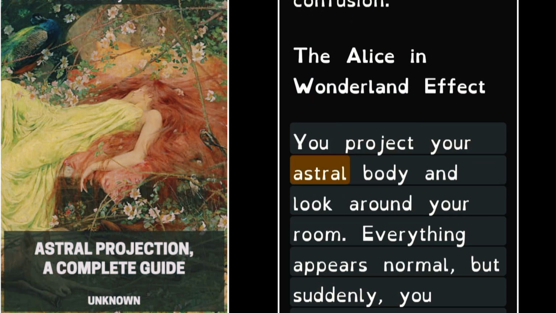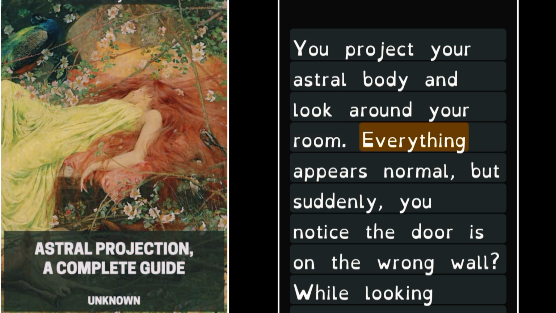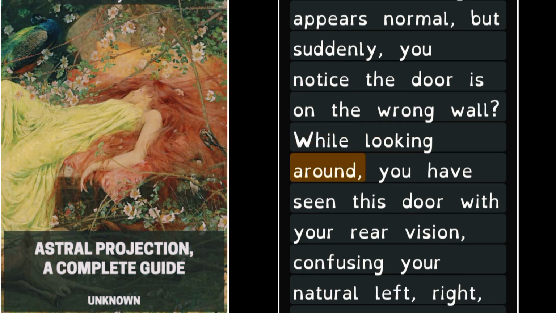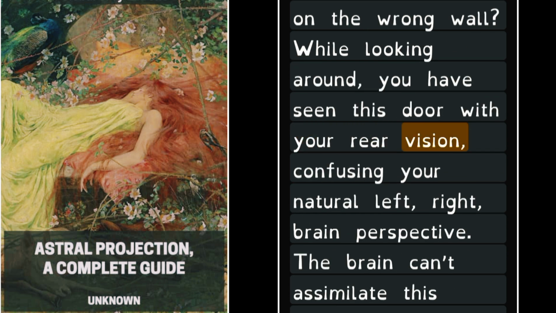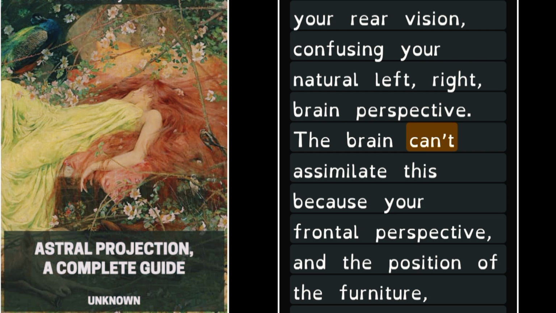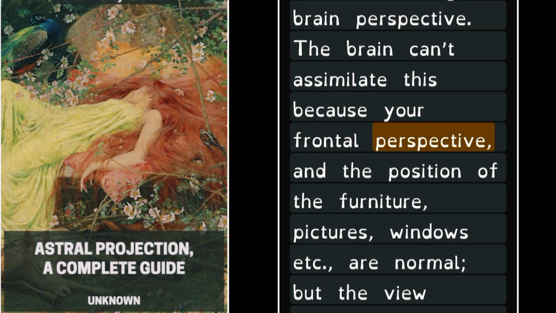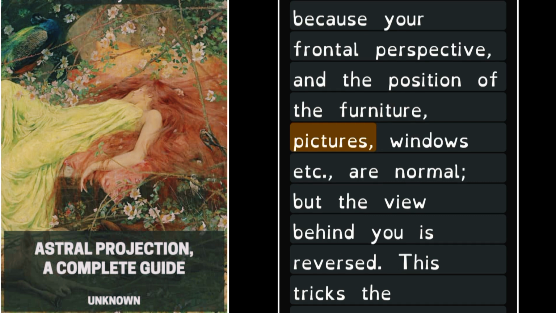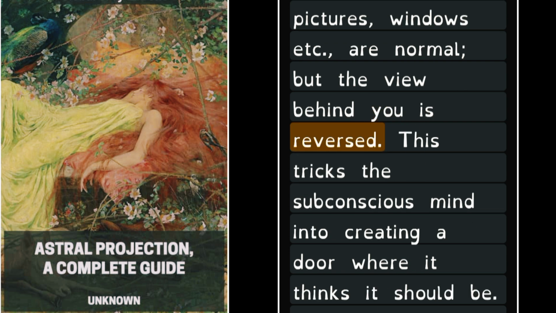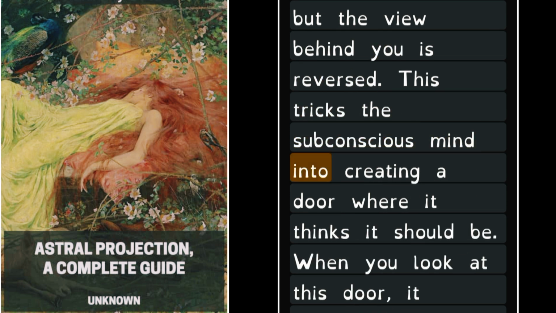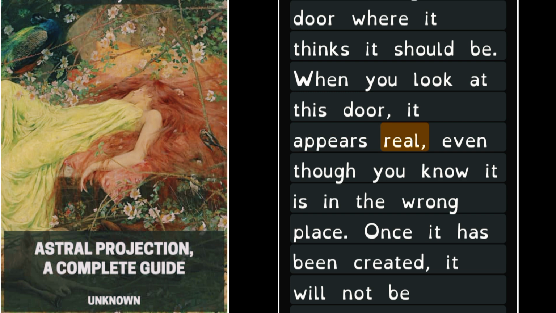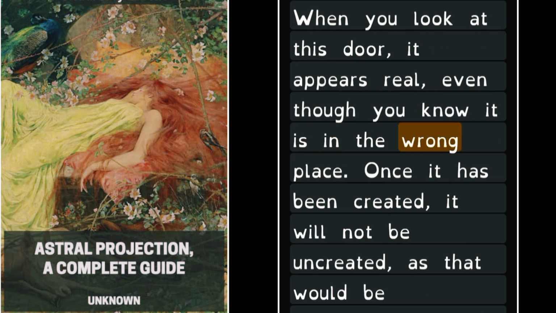You project your astral body and look around your room. Everything appears normal, but suddenly you notice the door is on the wrong wall. While looking around, you have seen this door with your rear vision, confusing your natural left-right brain perspective. The brain can't assimilate this because your frontal perspective and the position of the furniture, pictures, windows, etc. are normal, but the view behind you is reversed. This tricks the subconscious mind into creating a door where it thinks it should be. When you look at this door, it appears real, even though you know it is in the wrong place.